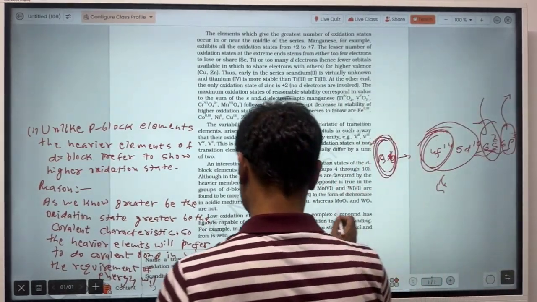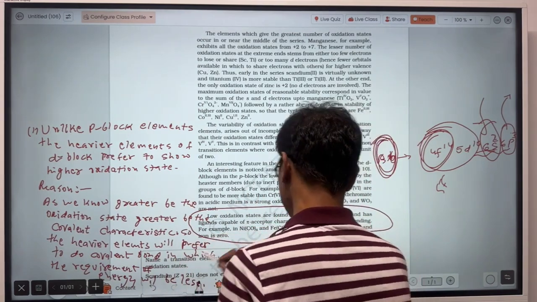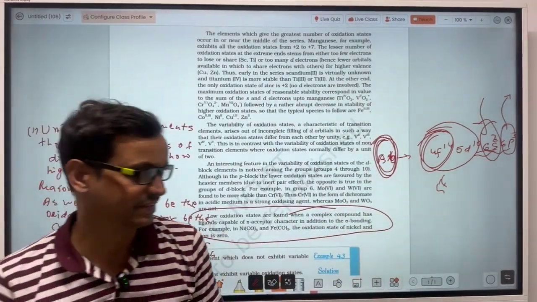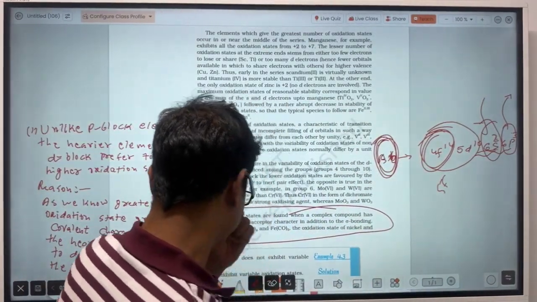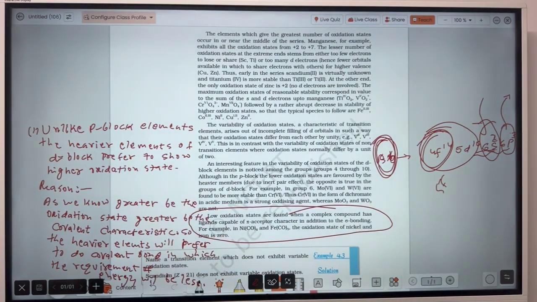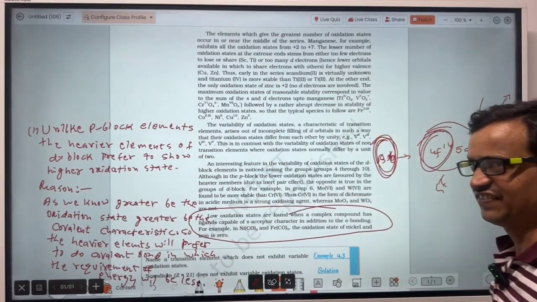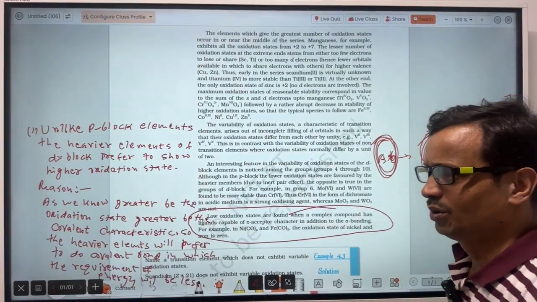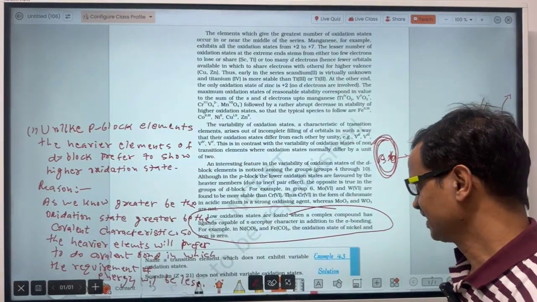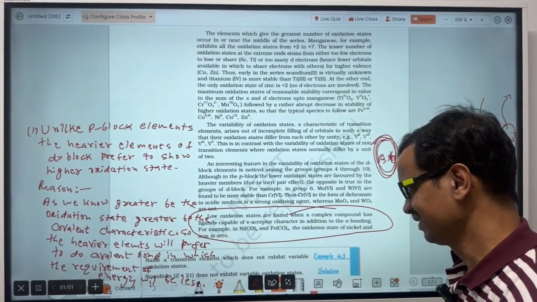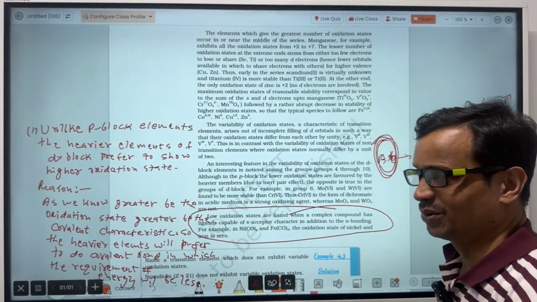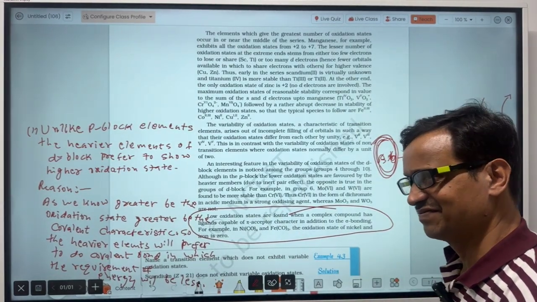Now, one more point. In the case of complex compounds, if the ligands do pi bond formation with the transition metals, then the metal will show less oxidation state.